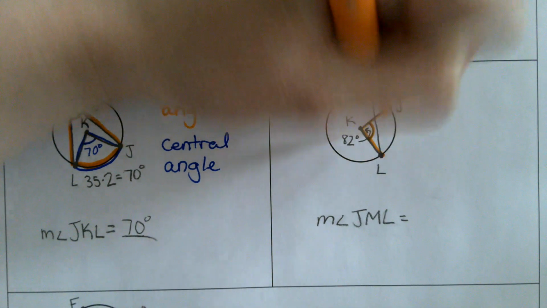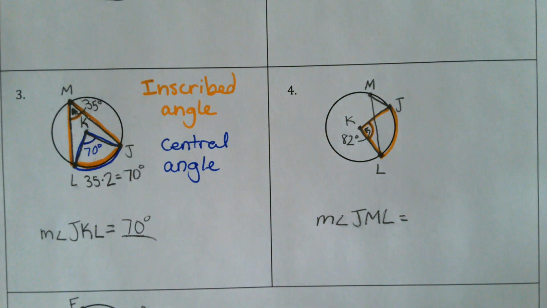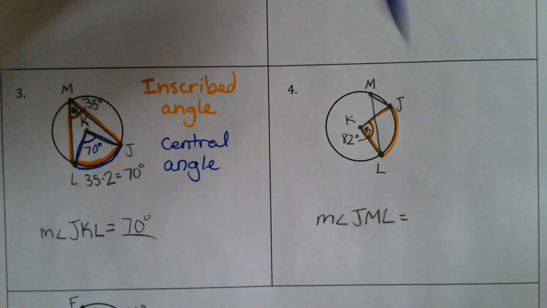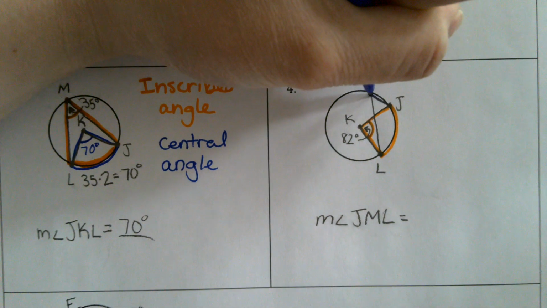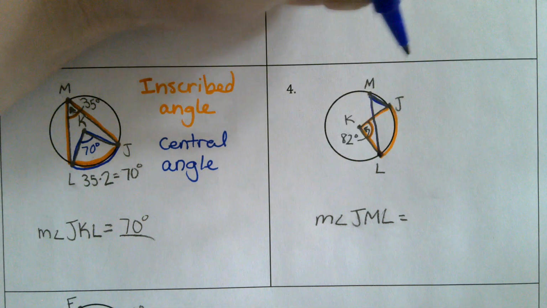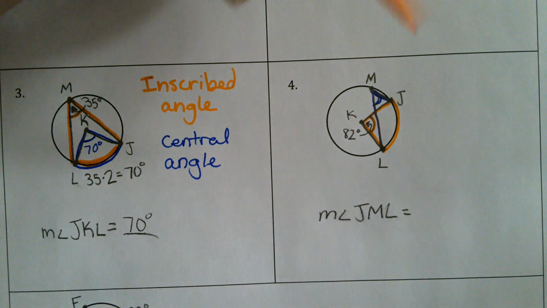So it's this angle here, which goes with this arc. And we want to know JML. So the angle we're looking for is this one here. So let's start with the angle that we are given.